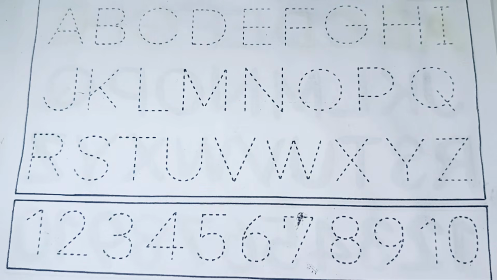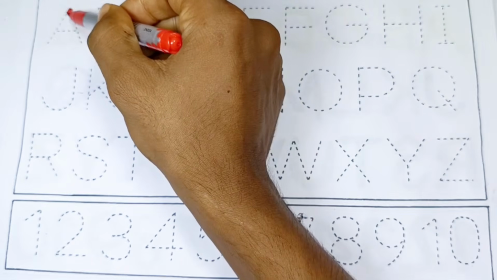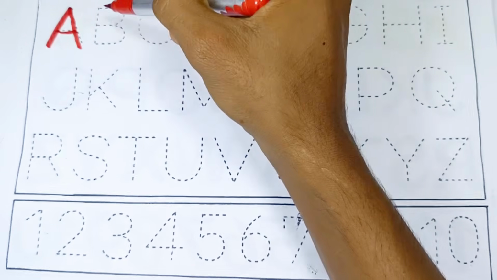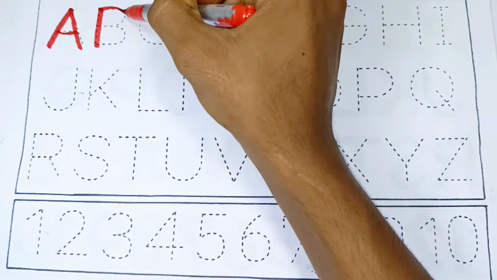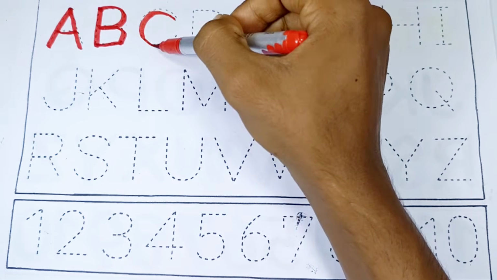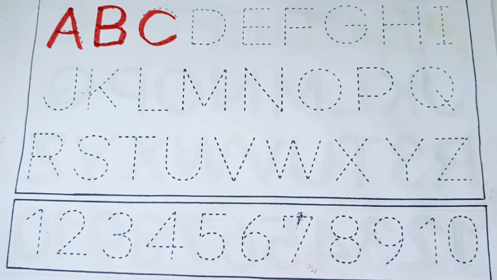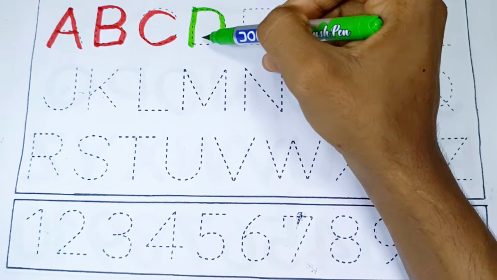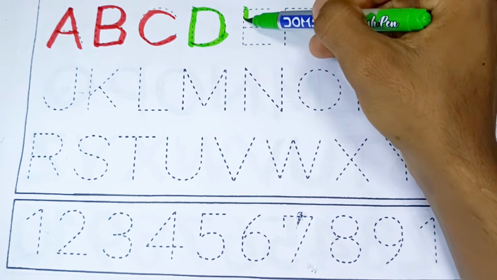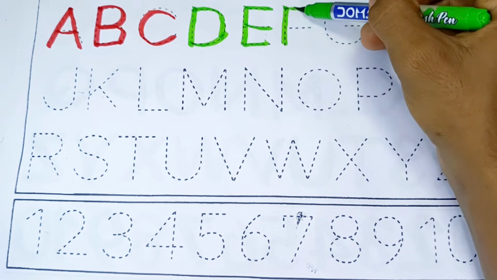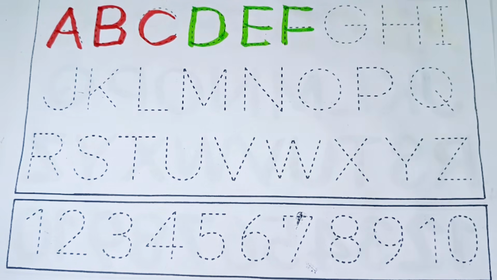Kids, now you draw A. A for apple. B for ball. C for cat. Kids, now you draw D. D for dog. E for elephant. F for fish.